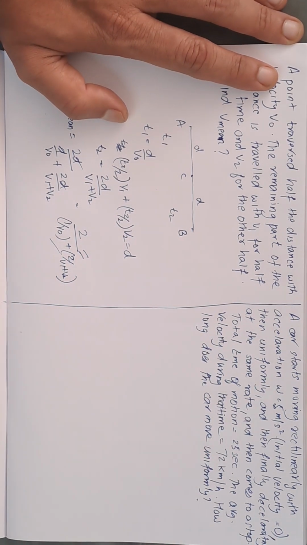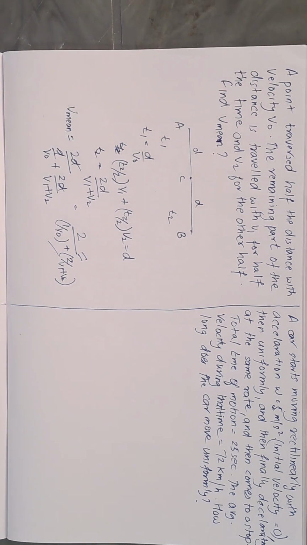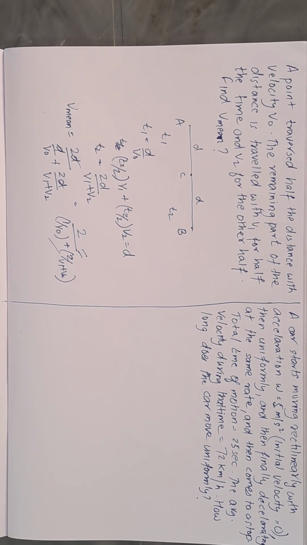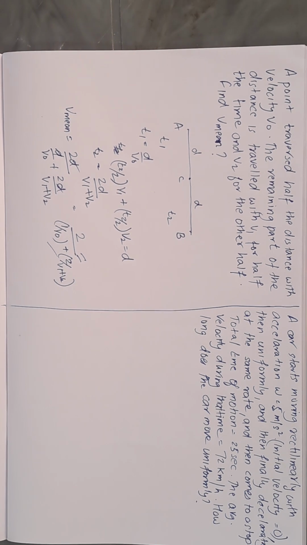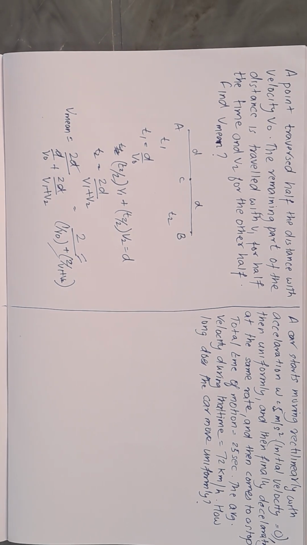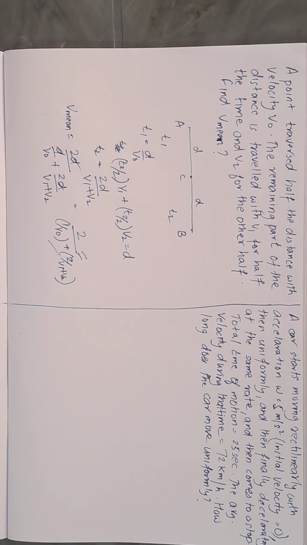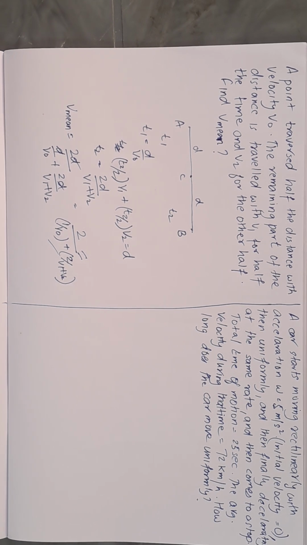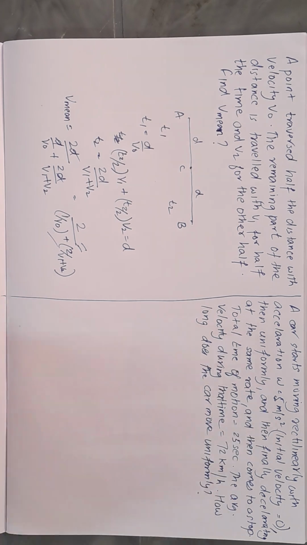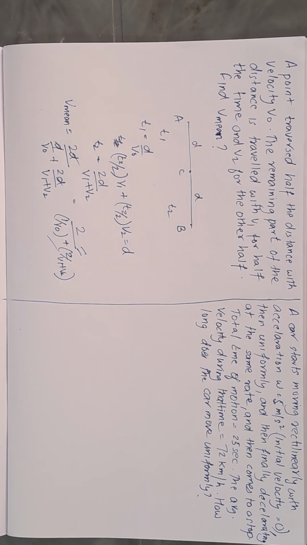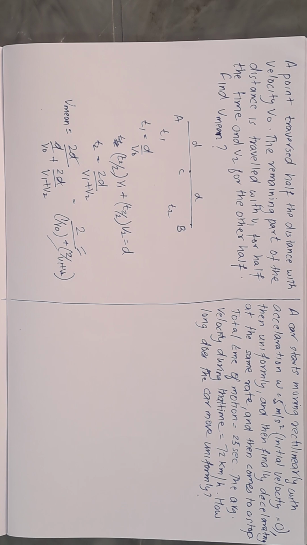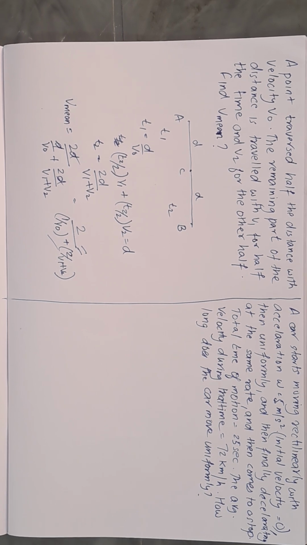So basically the question is like this: a car starts moving rectilinearly. Rectilinearly means in a straight line, with acceleration w equal to 5 meter per second square. Initial velocity is 0. Then it moves uniformly for a certain time and then finally decelerates at the same rate. At the same rate means at 5 meters per second square, and then it comes to a stop after some time. Total time of motion is equal to 25 seconds. Average velocity during that time is equal to 72 kilometers per hour. How long does the car move uniformly?